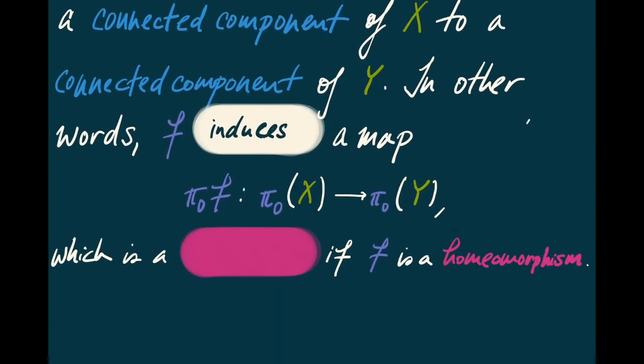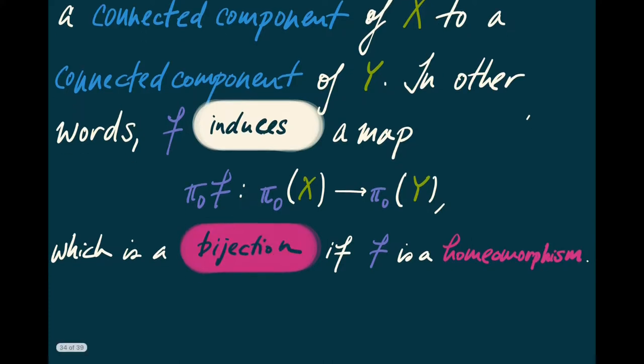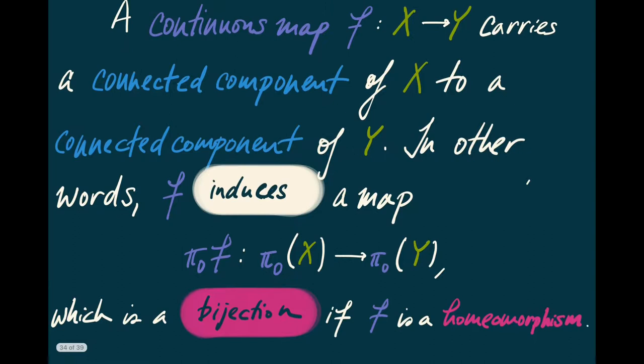Well, what if f is a homeomorphism? If f is a homeomorphism, then the connected components of X have to match up precisely with the connected components of Y. There can be no difference in the number of connected components. In other words, this pi naught of f needs to be a bijection. If we have two subspaces of Euclidean space, X and Y, and if they don't have the same number of connected components, that is, if pi naught X and pi naught Y aren't of the same size, then there's no way for there to be a homeomorphism from X to Y.